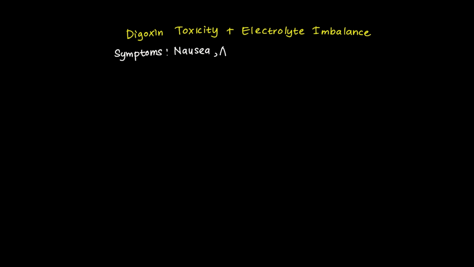This question layers digoxin toxicity signs on top of dangerous electrolyte imbalances. The patient has nausea, appetite loss, blurred vision, and confusion. Those are classic digoxin toxicity symptoms. Then look at the labs. Potassium is 3.2 and magnesium is 1.4. Both are low. Here is why that matters.